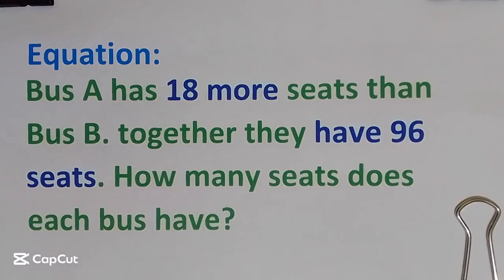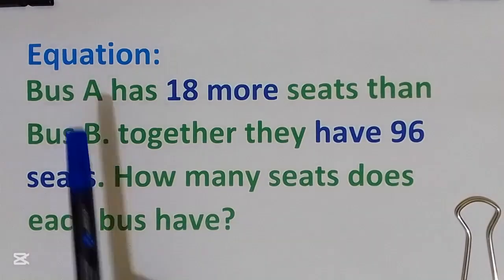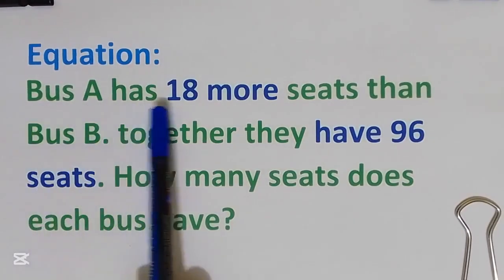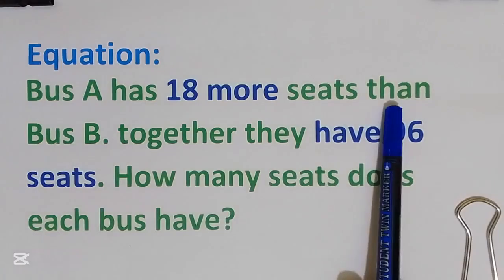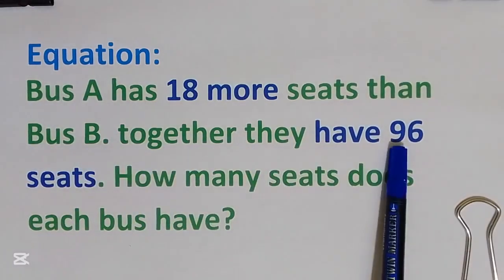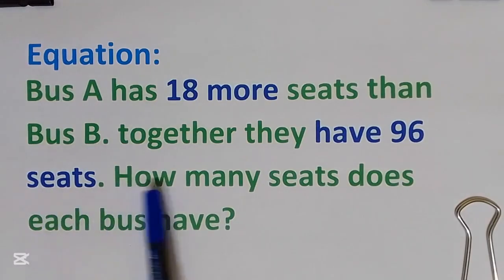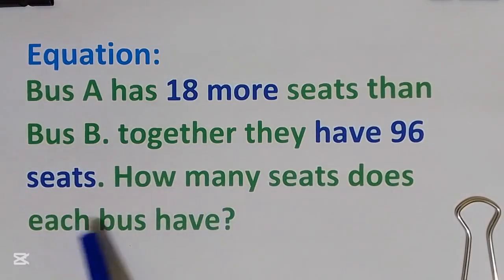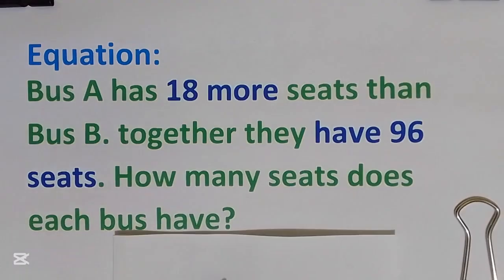Can you do this equation word problem? It says bus A has 18 more seats than bus B. Together, they have 96 seats. How many seats does each bus have? Let us summarize our question this way.